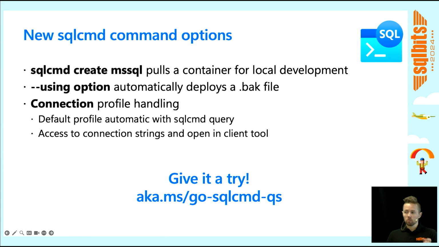What makes it really useful is one of the options for this is --using. And what that does is you can point it at a .bak file, so a database backup, and say, hey, as you're deploying and standing up that container, grab that backup and go ahead and restore it for me. So you get that environment going pretty quickly. It's cool. There's a quick start that walks through that in case you're not as familiar with containers or new to SQL CMD, at the Go SQL CMD QS.